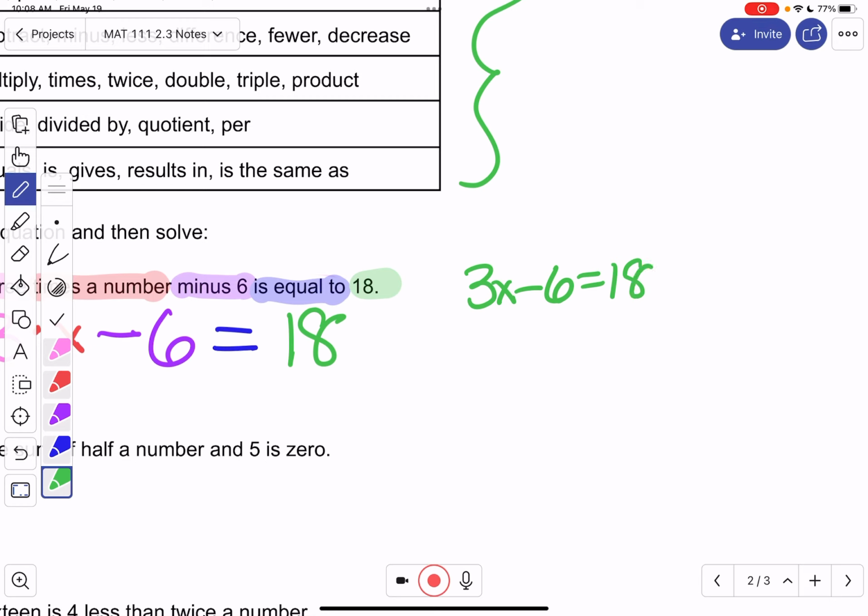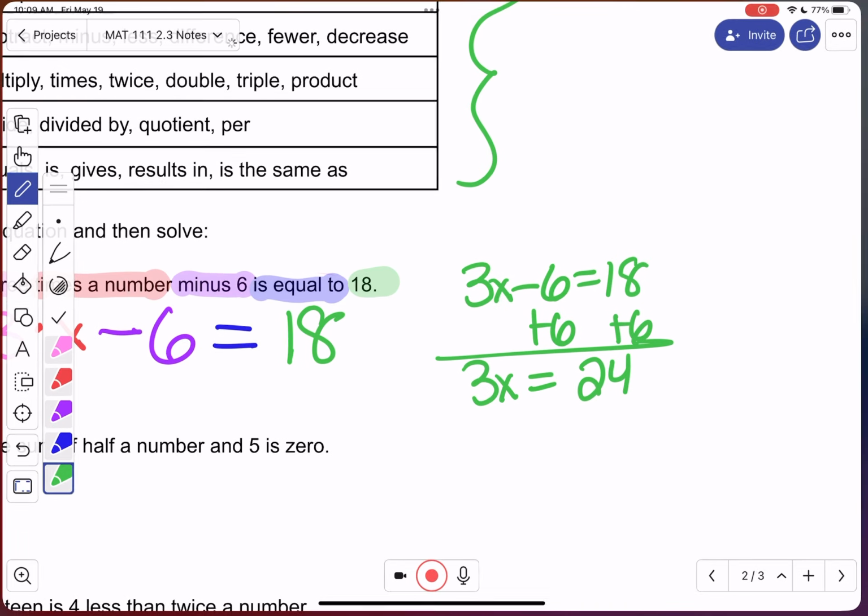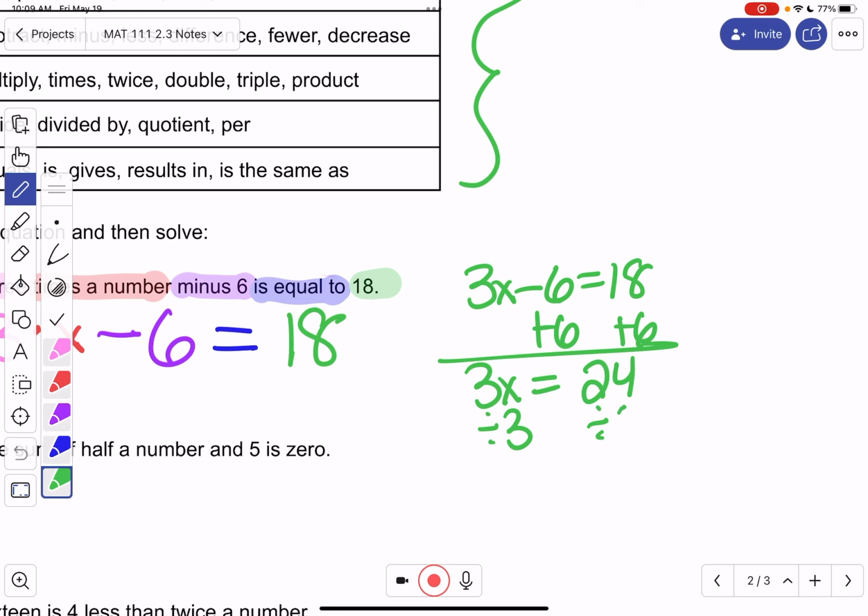Now we can work backwards to solve it. So since it's minus 6 in the equation, we're going to add 6 to both sides. We get 3x equals 24. Then to undo the multiplying, we divide by 3. So x equals 8. There you go.